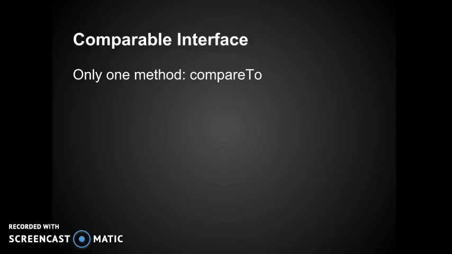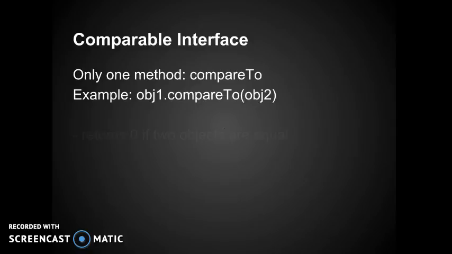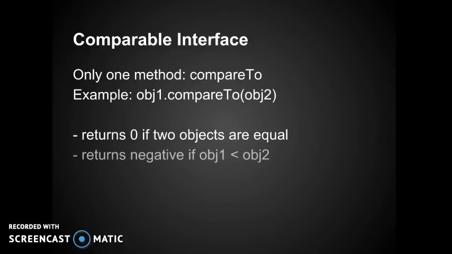Here's a quick review of the compareTo method. Here's what it looks like when it's used. object1.compareTo, and then the parameter is object2. This would return 0 if the two objects were equal. It would return negative if object1 was less than object2, and it would return positive if object1 was greater than object2.